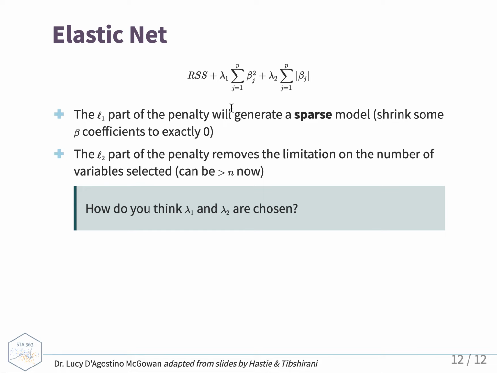So how do you think lambda 1 and lambda 2 are chosen? Cross-validation. Like we would do for all the other methods, you're basically going to create a grid of potential lambda 1 and lambda 2 values, and you're going to search across that grid using your cross-validation samples. And you're going to pick the pair that minimizes the error.